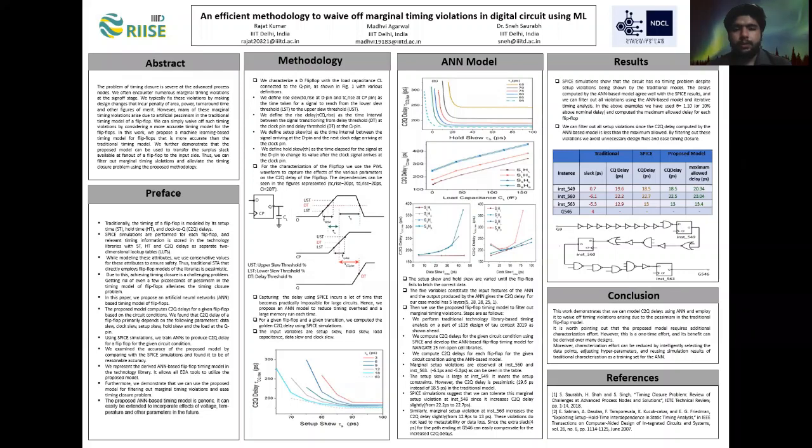Now comes the conclusion. We can conclude that we can use our ANN model to compute the CTQ delay sufficiently, wherein we can incorporate all the 5 parameters on which the CTQ delay depends. That is the setup skew, hold skew, load capacitance, data skew, and the clock skew. Then we can transfer the surplus slack on the output side to the input side, considering our model.